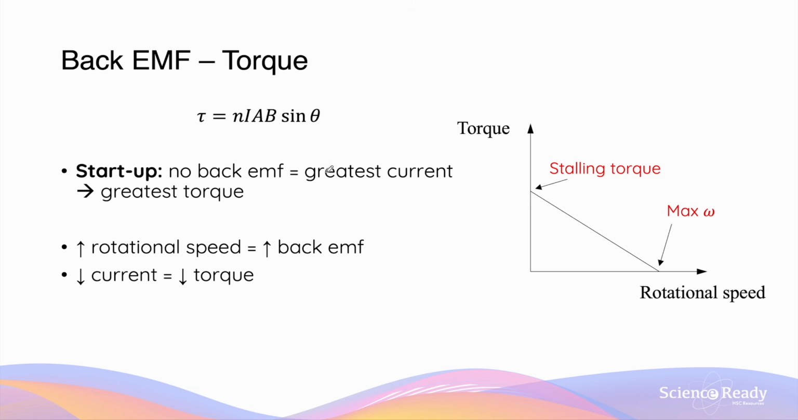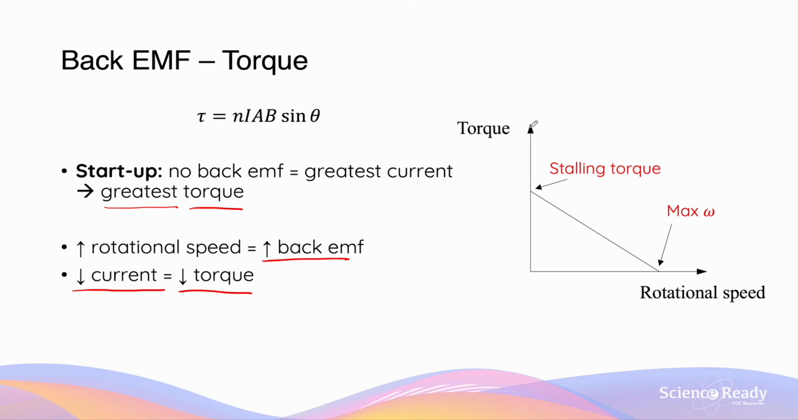As we said earlier, at the beginning, during the startup phase of the motor, there is no back EMF. This is when you have the greatest current flowing through the armature. And when you have the greatest current, you also have the greatest torque acting on the armature. As the rotational speed of the armature increases, the magnitude of back EMF also increases. An increase in back EMF results in a decrease in current flowing through the coils, and as a result, this will decrease the magnitude of torque acting on the armature.